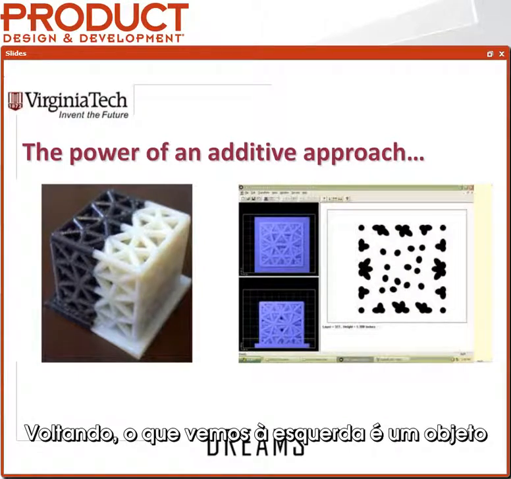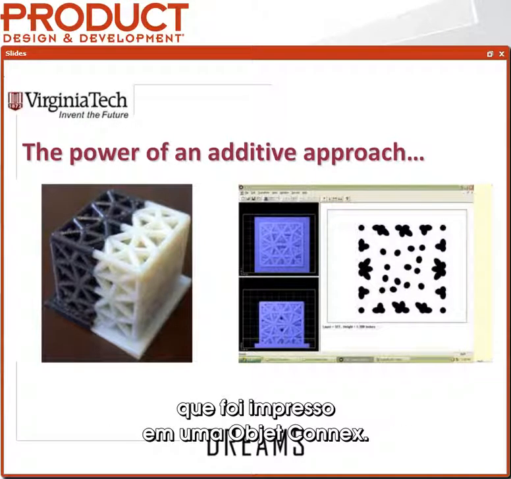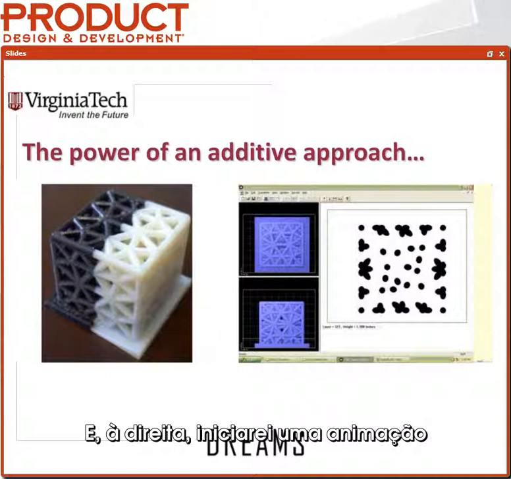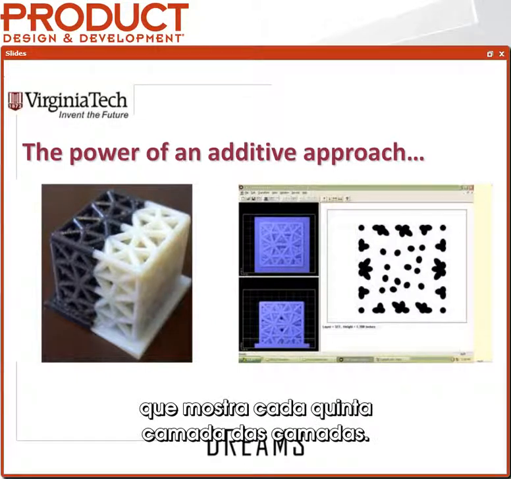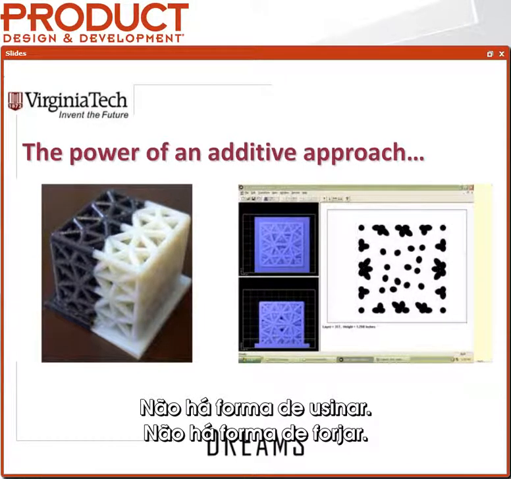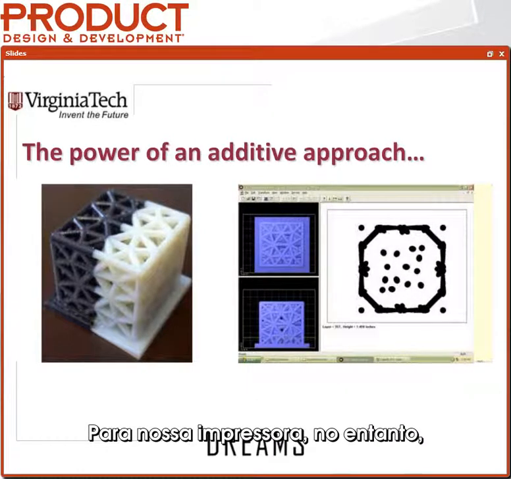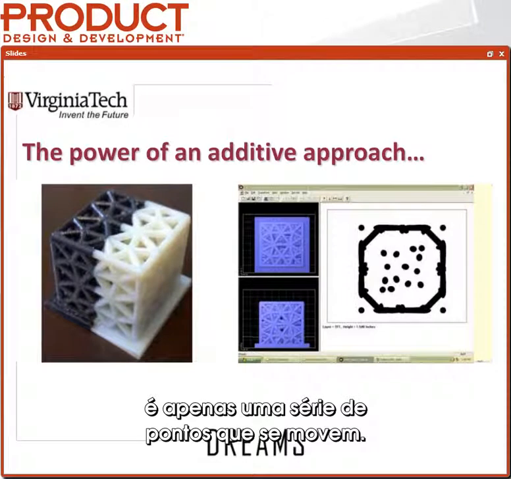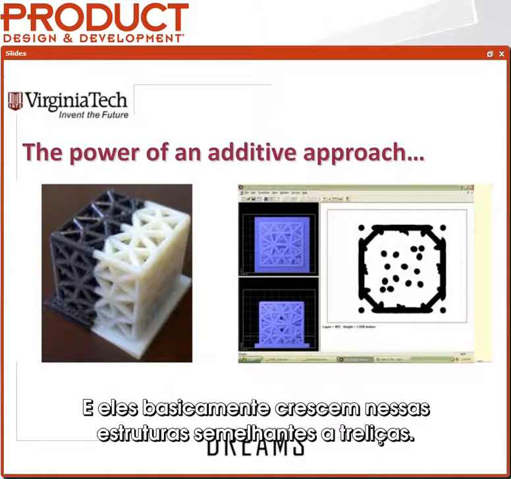So again, what you see on the left is an object that's printed on an Objet Connex. And on the right, I'm going to start an animation that shows you every 5th layer. Traditionally, there's no way to injection mold that. There's no way to machine that. There's no way to cast that. To our printer, though, it's just a series of dots that move, stacked on top of one another, and they basically grow into these truss-like structures.